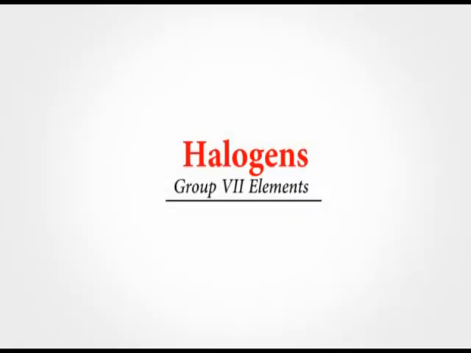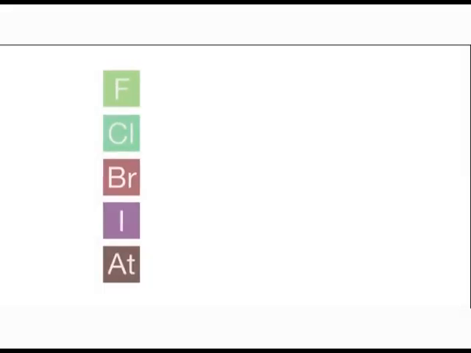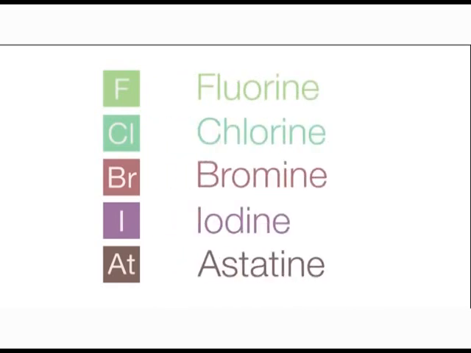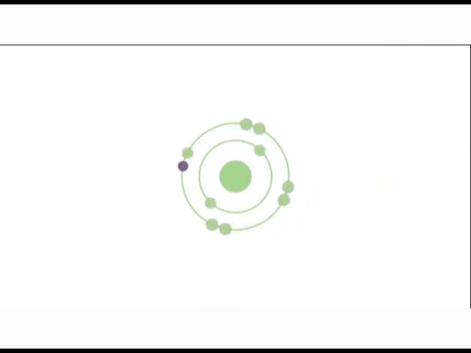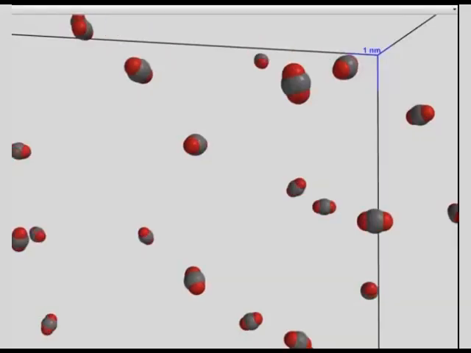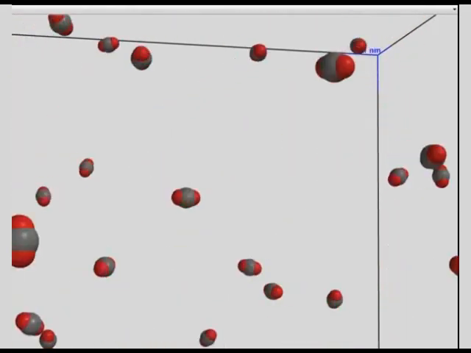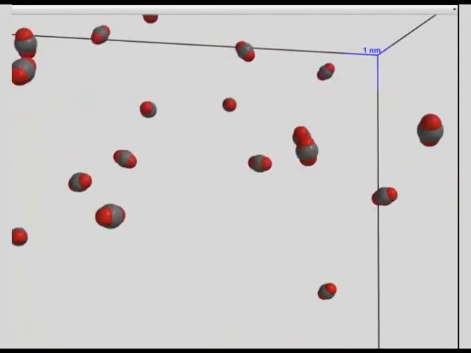Halogens. Halogens are elements in group 7. They are fluorine, chlorine, bromine, iodine, and astatine. Their atoms have 7 electrons in their valence shell and can accept 1 electron to form an ion. Halogens exist as diatomic molecules. The forces of attraction or intermolecular forces increase with increase in the size of the molecule.